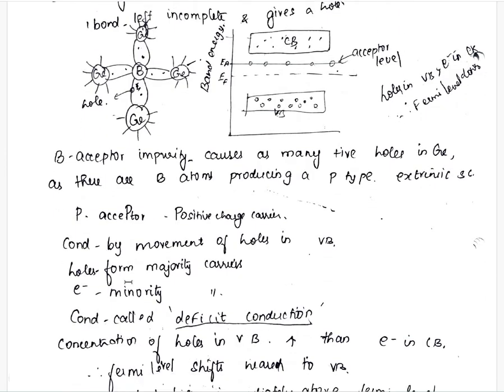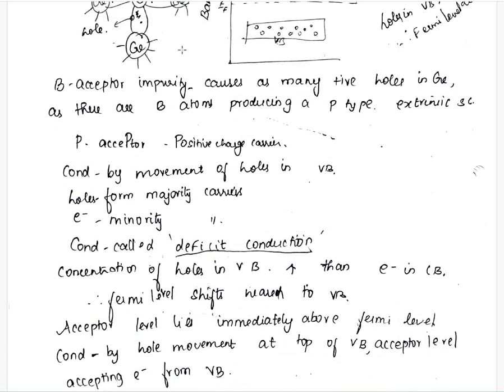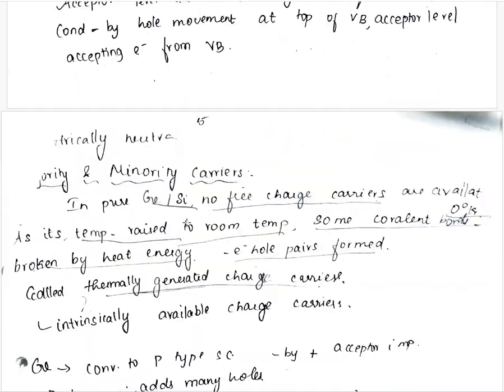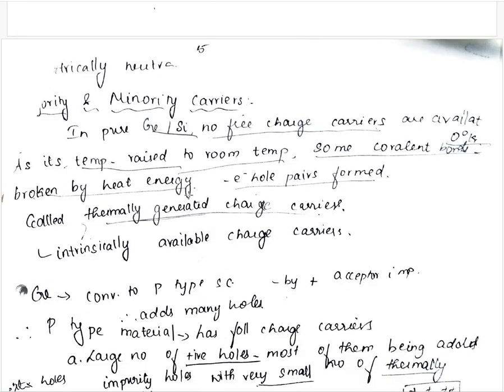So they are acceptor atoms, with positively charged carriers. Holes in the valence band are greater in number than the electrons in the conduction band. The conduction is called deficit conduction because there is a deficiency of an electron in this covalent bond. So the majority carriers here are holes and the minority carriers are electrons.